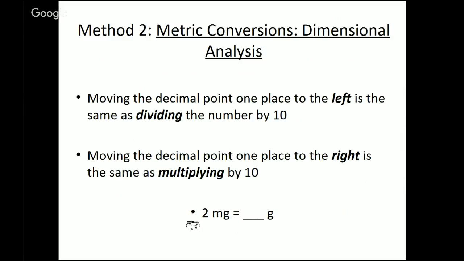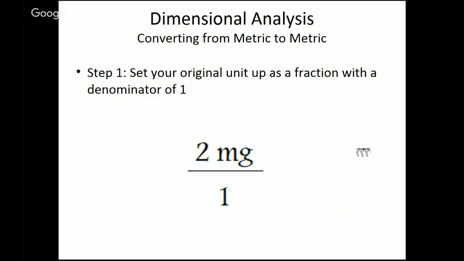Let's say that this is our example problem here: 2 milligrams, and we want to know how many grams that is. As I mentioned, dimensional analysis uses a series of fractions to do these conversions. So the first fraction we're going to set up in this problem is going to use what we know. So what do we know? Well, we know that we have 2 milligrams. And in order to make that into a fraction, we're going to set our 2 milligrams over the number 1.